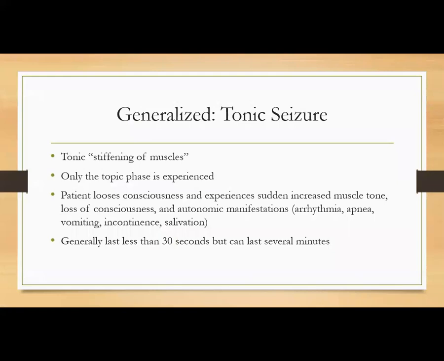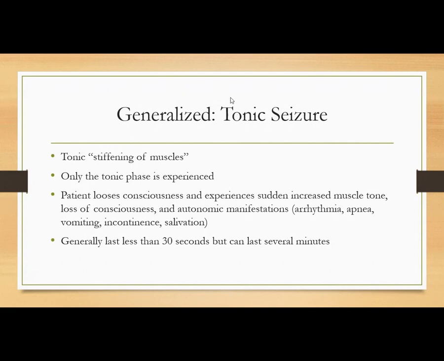So the tonic seizure is where they'll have just that stiffening of muscles. Only the tonic phase is experienced. Patient loses consciousness and experiences sudden increased muscle tone, loss of consciousness, and autonomic manifestations. So they'll have things like apnea, arrhythmias, vomiting, incontinence, salivation. Usually it lasts less than 30 seconds, but it can last several minutes.